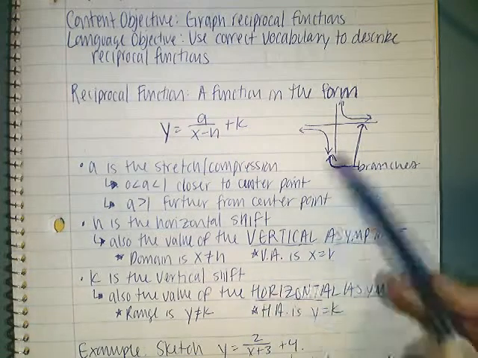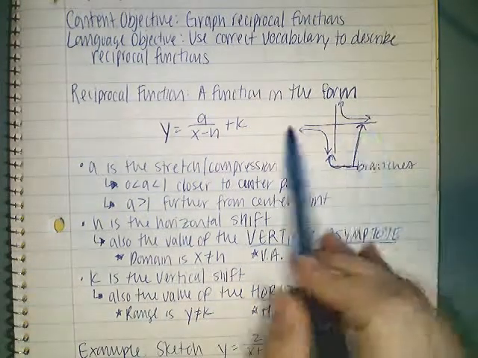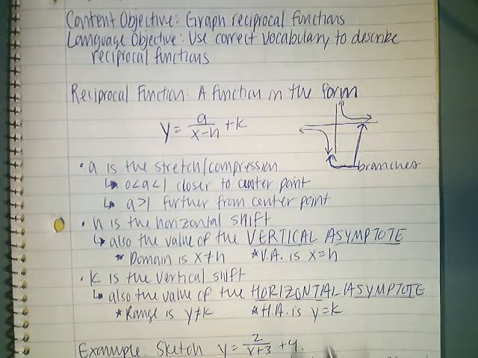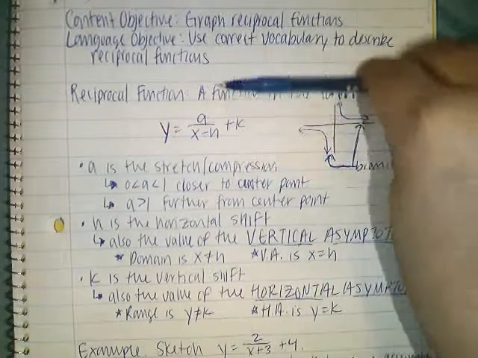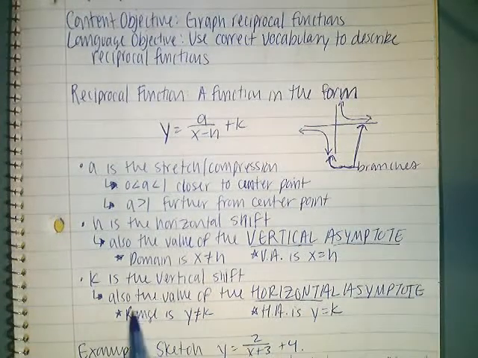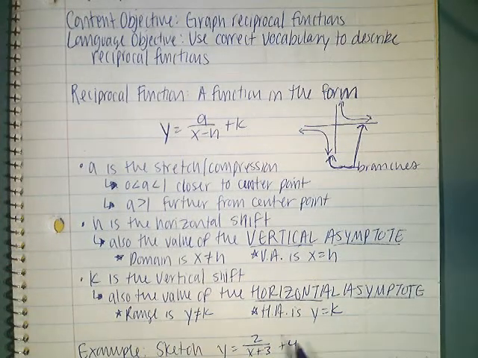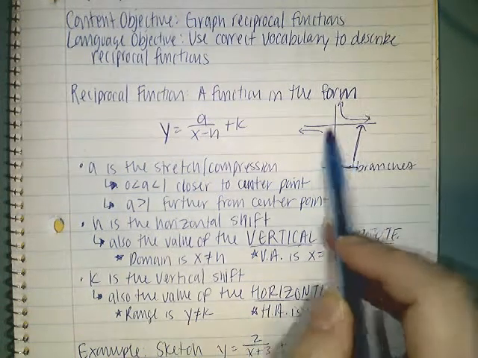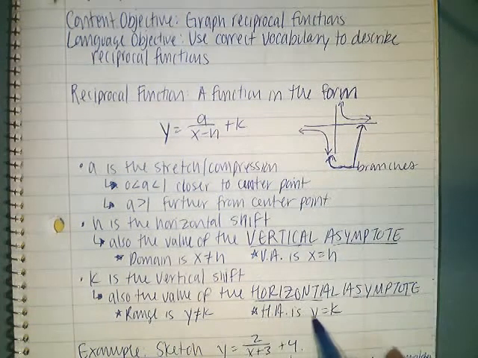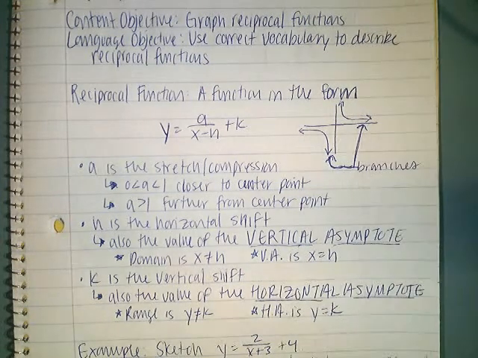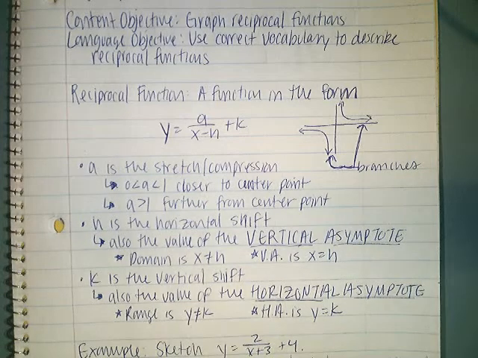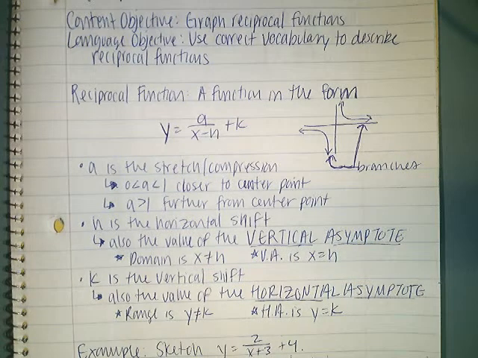Along those same lines, the branches will also have a horizontal asymptote, which is a result of k. So k is our vertical shift. It moves it up and down. And it will result in our horizontal asymptote. So your horizontal asymptote will always be at y equals k, and thus your range will be y does not equal k. Because that's an asymptote, it means your graph will never quite reach it. So your k will tell you your range and your horizontal asymptote.